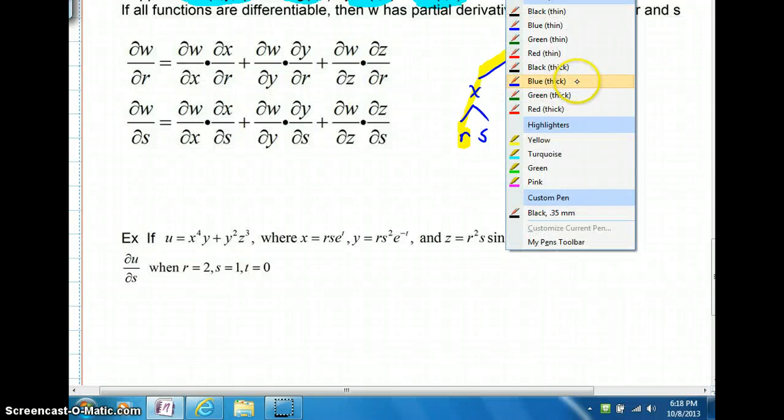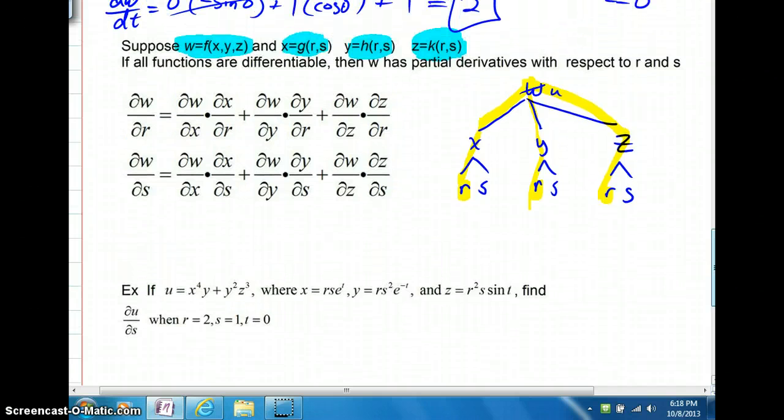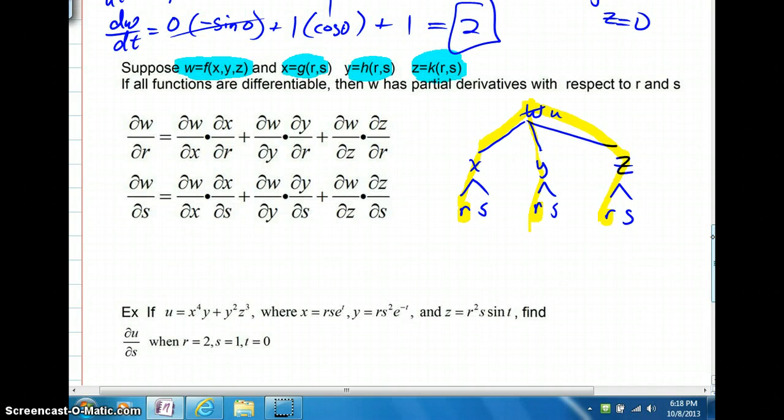Okay, so continuing on with our chain rule lesson, we need to realize that it's very, very possible to have a function of three variables, like we see here. W might be a function of x, y, and z. However, x, y, and z might be functions dependent on r and s. And that really does complicate matters considerably.